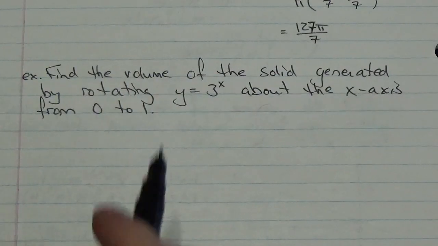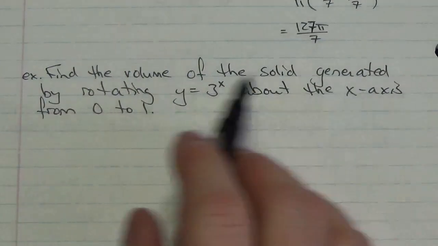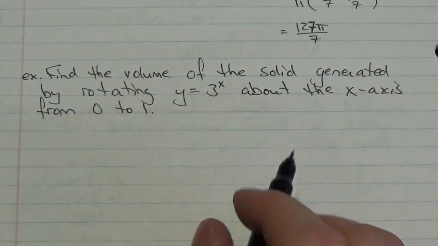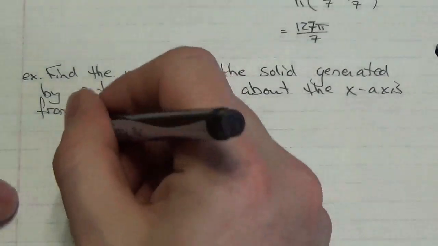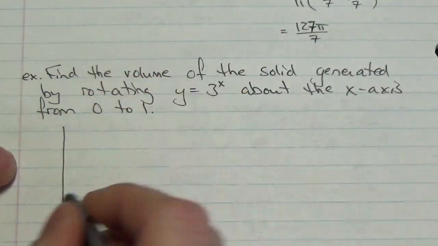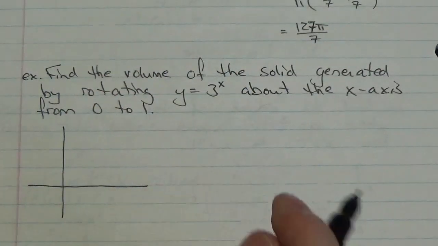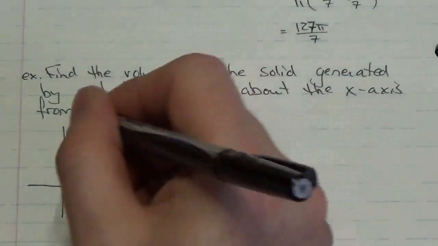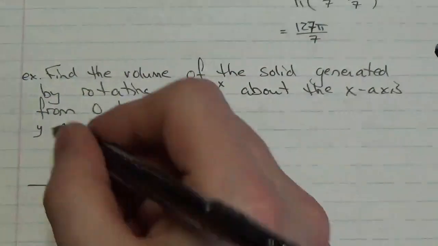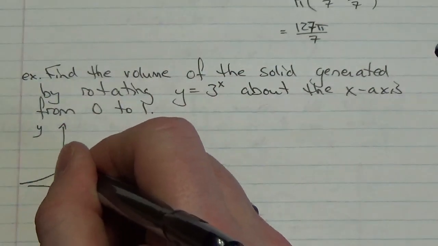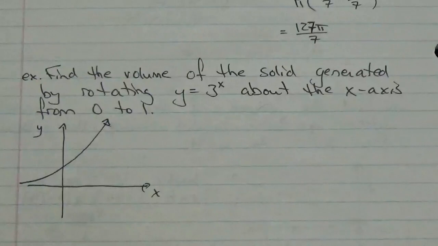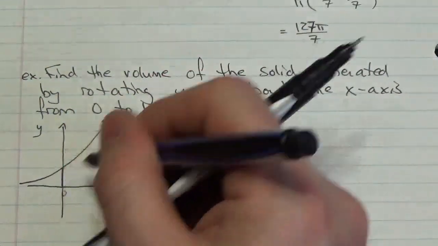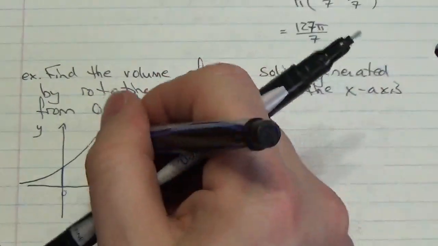All right, so this question says, find the volume of the solid generated by rotating y equals 3 to the x, so an exponential, about the x-axis from 0 to 1. Same thing as before. Let's take a quick look. What does this look like? Here's my x-axis, my y-axis. Well, the exponential function is going to look something like that. And we are going to take the shape going from 0 to 1.